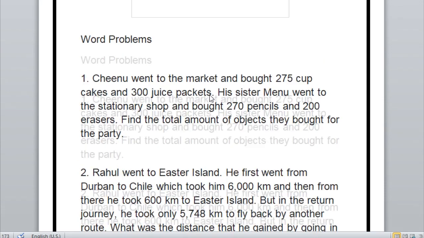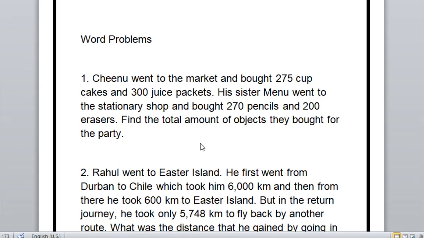Question number 1. Chinu went to the market and bought 275 cupcakes and 300 juice packets. His sister Menu went to the stationery shop and bought 270 pencils and 200 erasers. Find the total amount of objects they bought for the party.